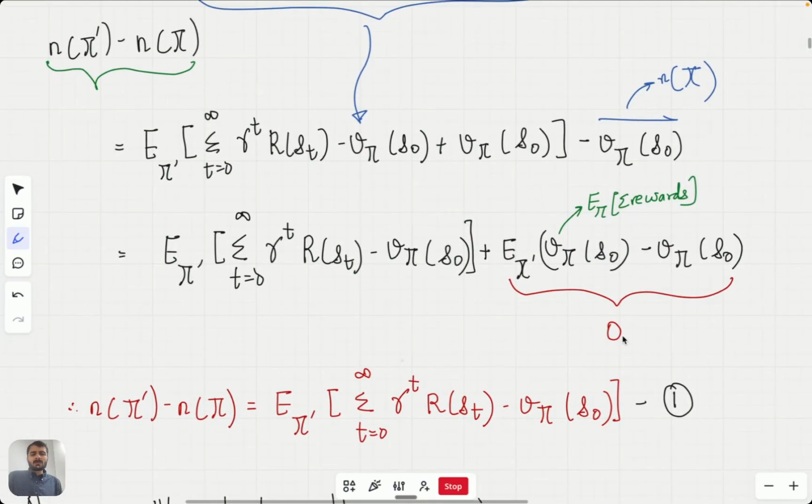And because of this, we can write down the differences of the two policies as expectation over the new policy pi dash of summation of the discounted rewards which the agent receives from time t equal to 0 to t equal to infinity, minus the value function of the initial starting state of the agent. This is our first step.